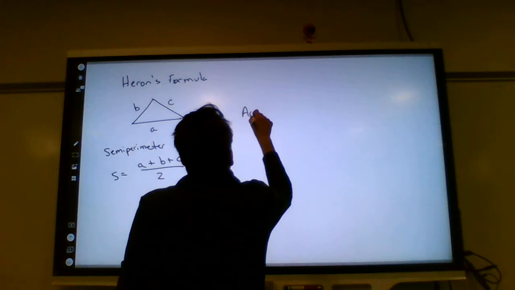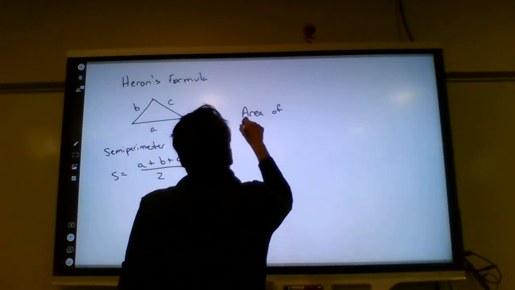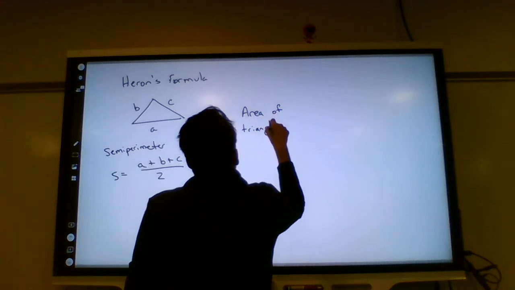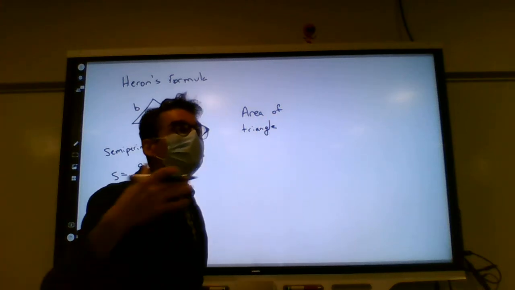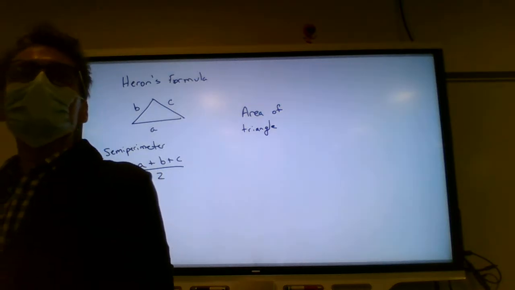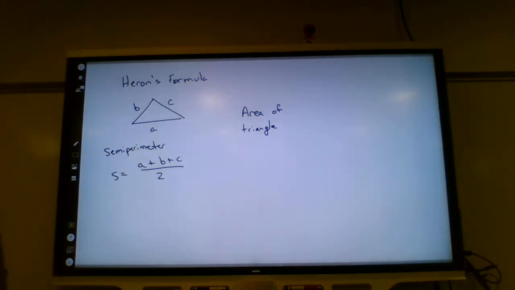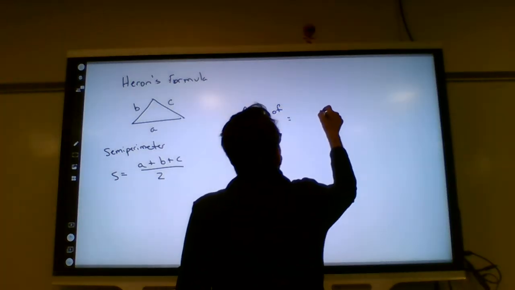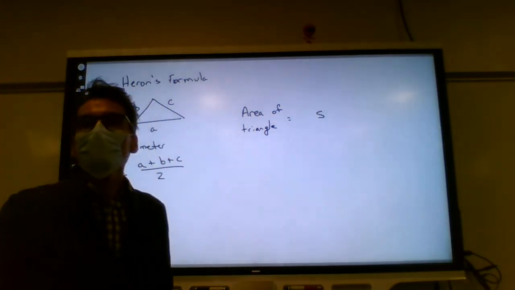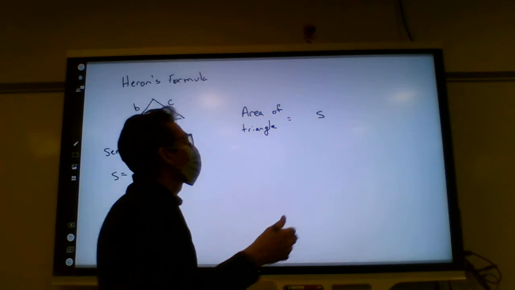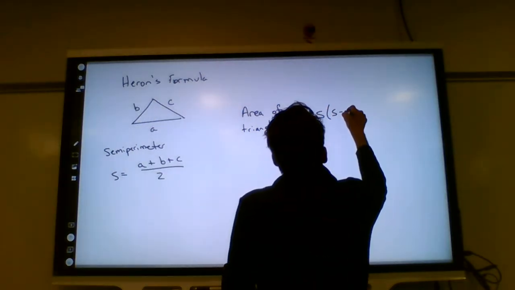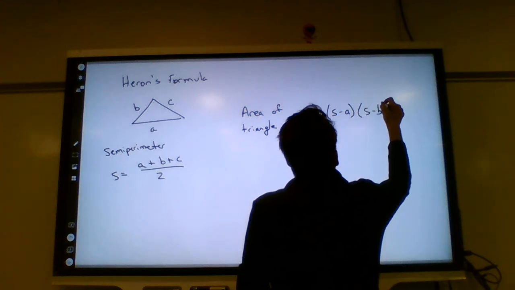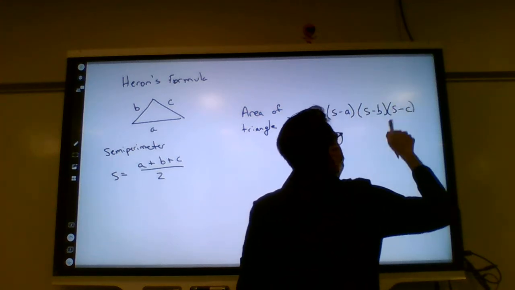And so the formula says that the area of the triangle, now the area of the triangle involves half times the base times the height, but this is going to hide that inside there. What we will do is we will take this semiperimeter S and then multiply by S minus A, then multiply by S minus B, and multiply that by S minus C.